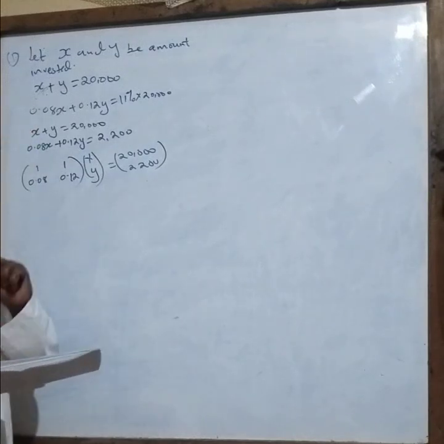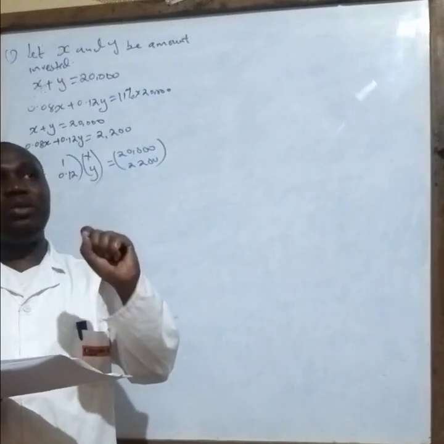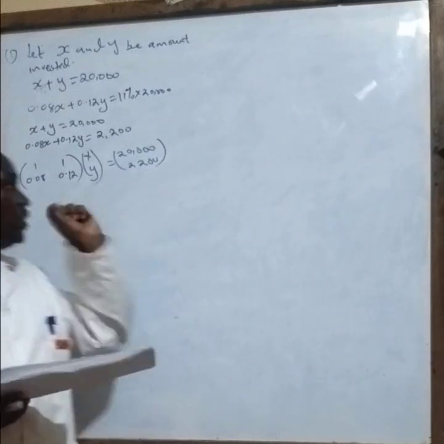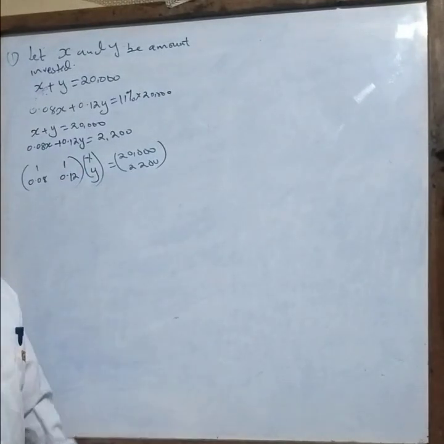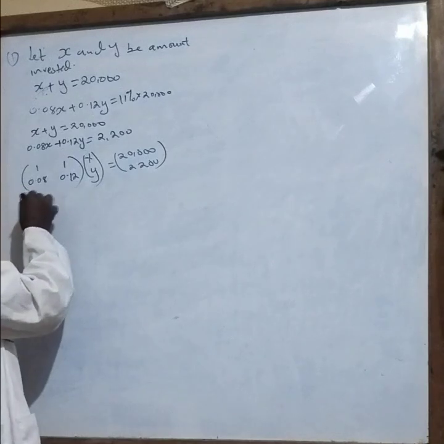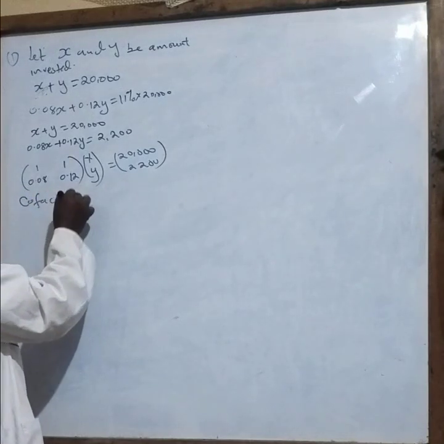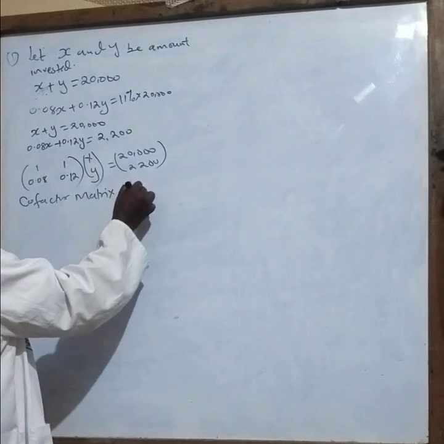The second step: remember in our previous video, we discussed the steps to be followed. So in this case, we have this one. Now we go to our steps. The first step was to come up with what we call the cofactor matrix template.